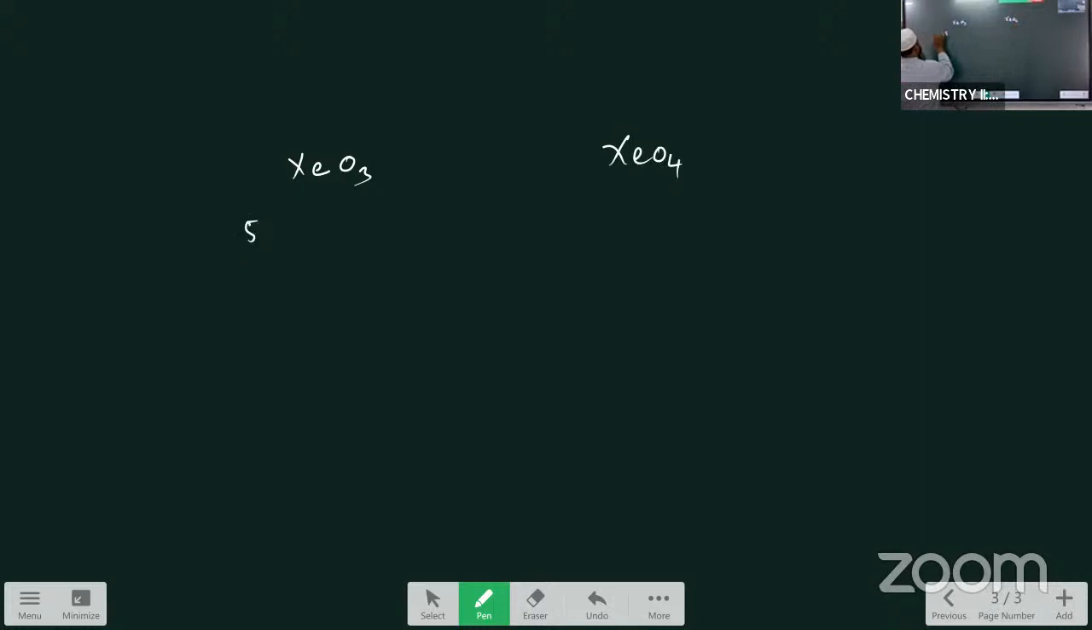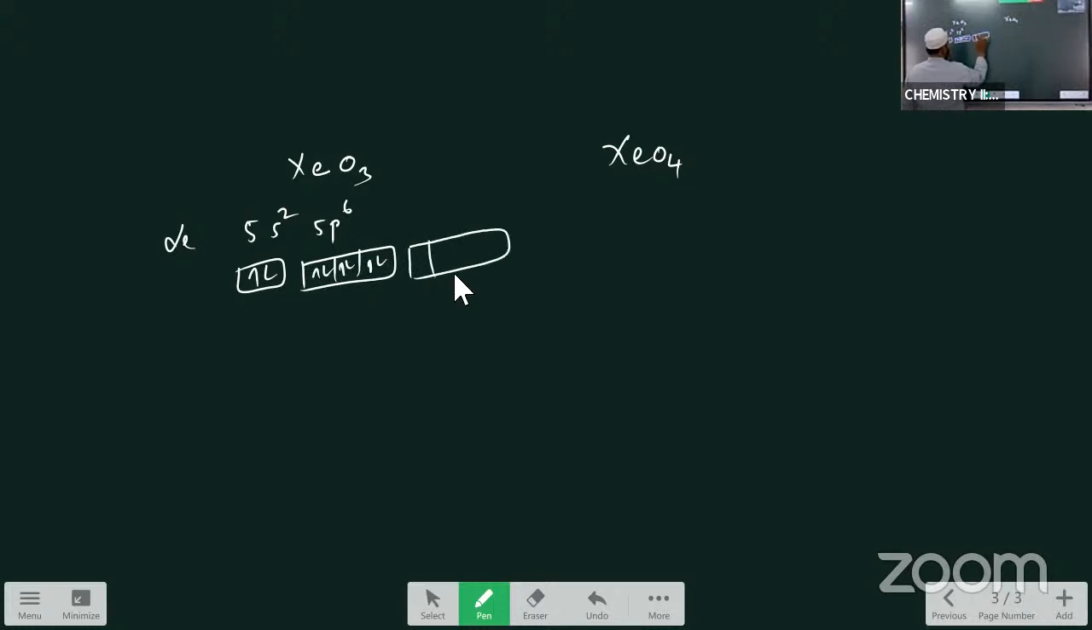So the configuration is 5s2, 5p6. 5s2 is this one, 5p6 is this one, 1 2 3 4 5 6. There is no electron in the d orbital. See here, for the formation of XeO3, it undergoes third excited state. एक इलेक्ट्रॉन इधर डाल दिया, ये सेकेंड वन, ये थर्ड एक्साइटेड स्टेट में लेके गया.